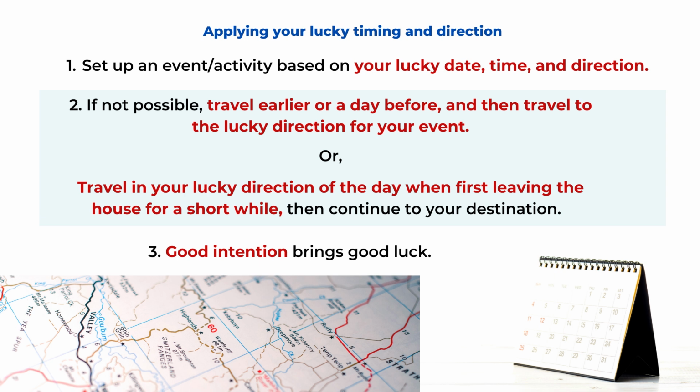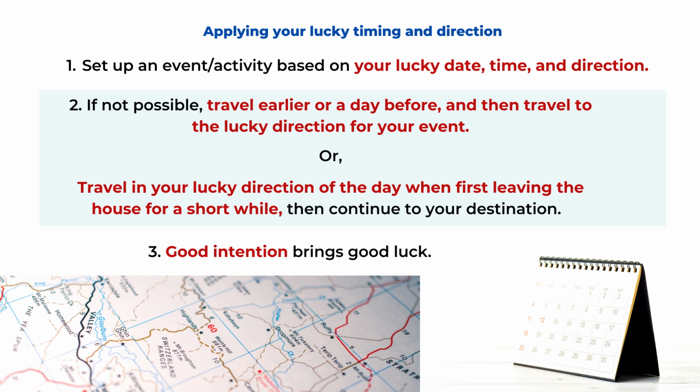So how do we use the lucky timing and the lucky directions? The obvious way is to set up your event or start your activity during the lucky timing and lucky direction, if it's related to direction, such as construction or traveling. And what if it's not possible? If the event is already set or the location is already set, you cannot change. For example, you have to go to an interview at a certain time and a certain location, or you have to go take an exam somewhere.